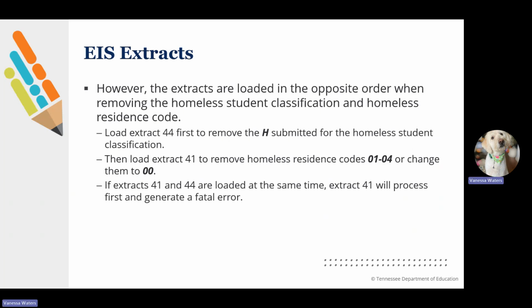When loaded in the opposite order, when removing the homeless student classification and homeless residence code, you will need to load extract 44 first to remove the H submitted for the homeless student classification. Next, you will load extract 41 to remove homeless residence codes 01 through 04 or change them to 00. Note, if extracts 41 and 44 are loaded at the same time, extract 41 will process first and generate a fatal error.